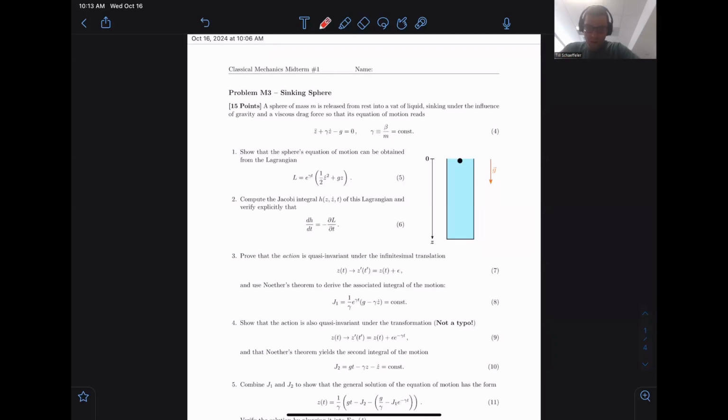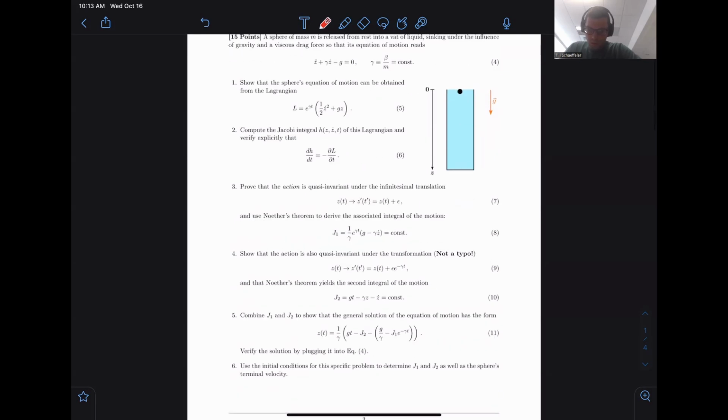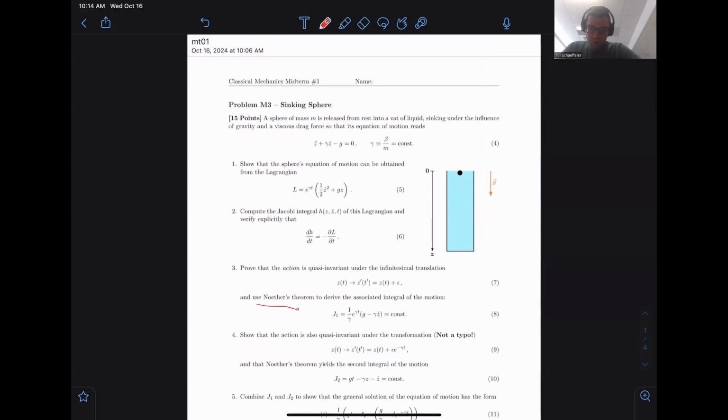This one is about a sinking sphere with a drag force, and it's using Lagrange equations and Jacobi integrals and Noether's theorem, and it's from Classical Mechanics Midterm 1, Problem 3. So the first thing, I guess let's read the problem.